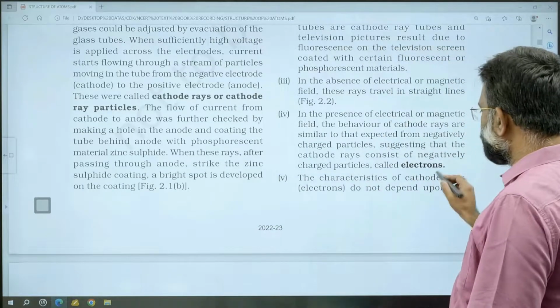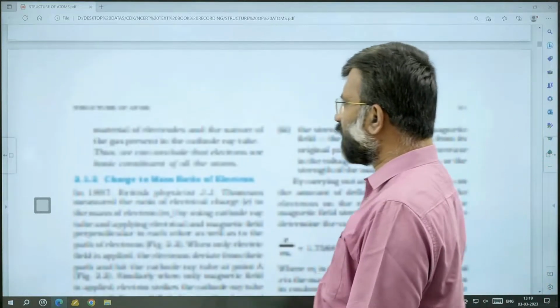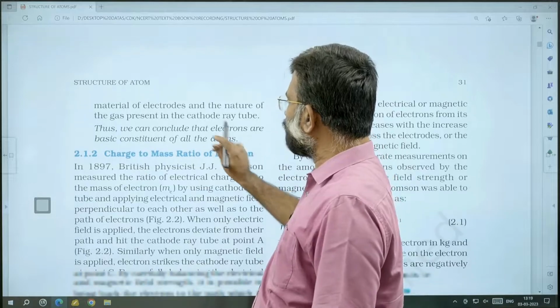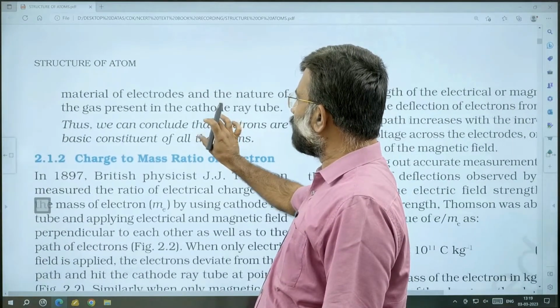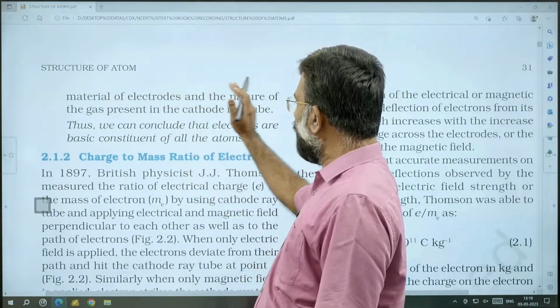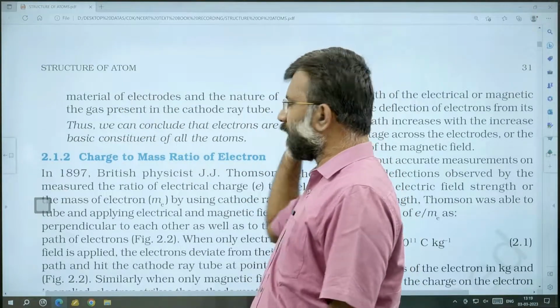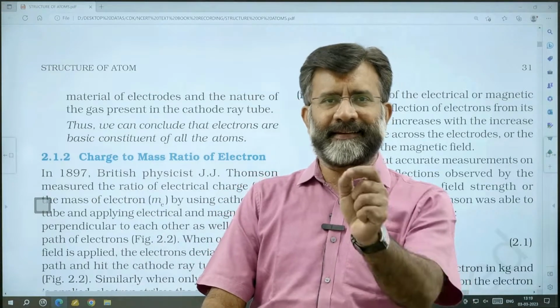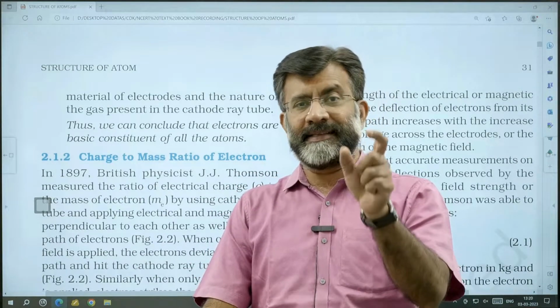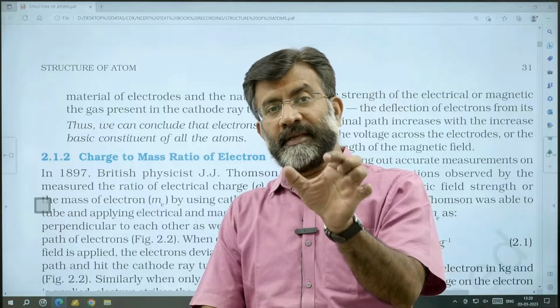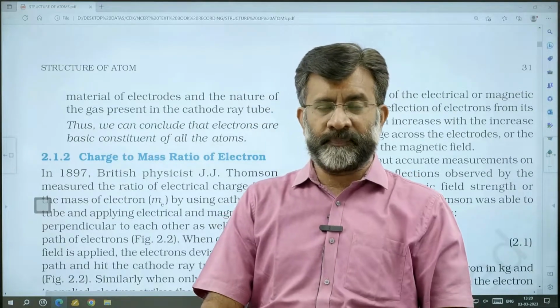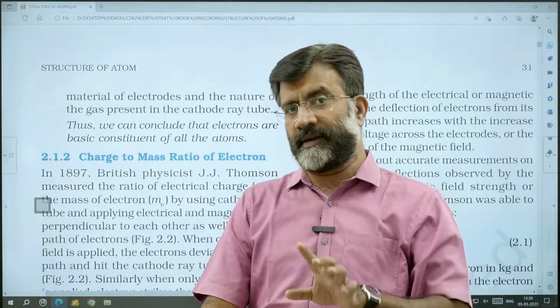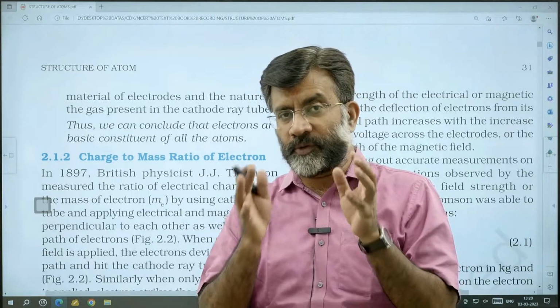Moreover, the characteristics of cathode rays, that's a very, very important point. The characteristics of cathode rays do not depend on the material of the electrode and the nature of the gas present in the cathode ray tube. Most important point. The characteristics of cathode rays are irrespective of the material of the electrode used, and number one, the gas filled inside the system.